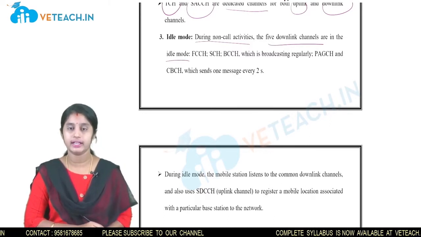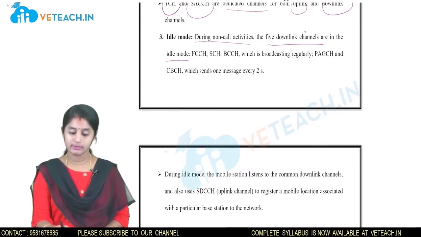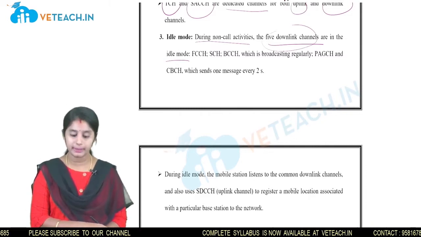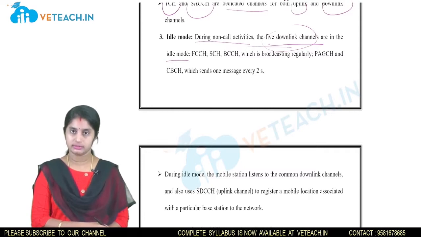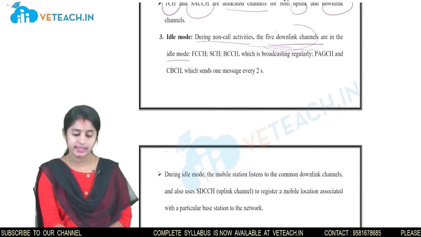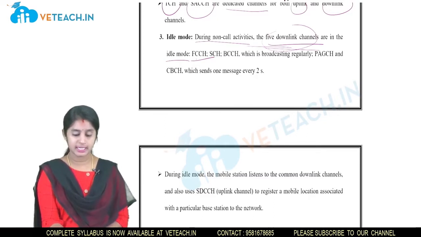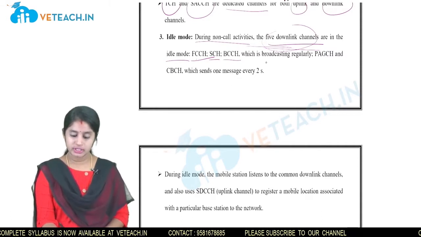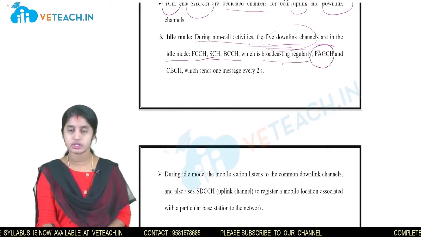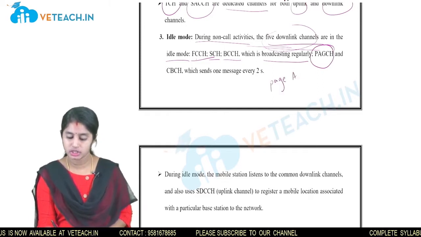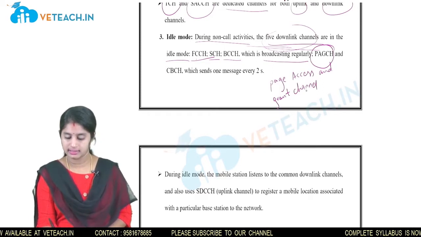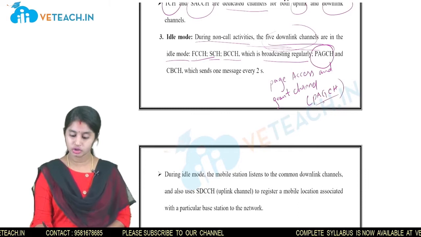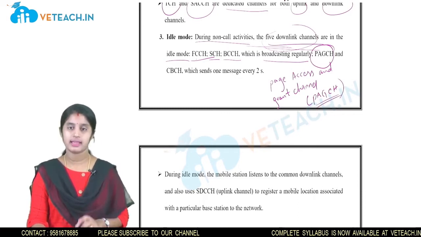So what are the five channels we have? We have previously discussed the 5 GSM channels, right? Those 5 channels will be maintained as activated. What are the downlink channels we have? FCCH, frequency control channel, SCH, synchronous channel, BCCH, broadcasting channel, which is broadcasting regularly, and the main channel, that is nothing but page, access and grant channel. This is defined as PAGCH. Clear? So what is the abbreviation of PAGCH? Page, access and grant channel.